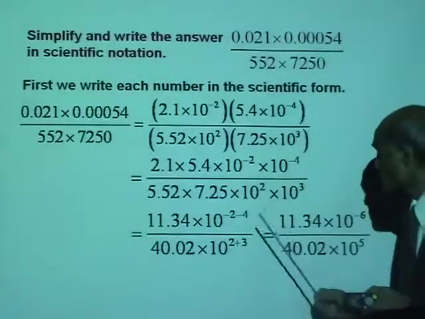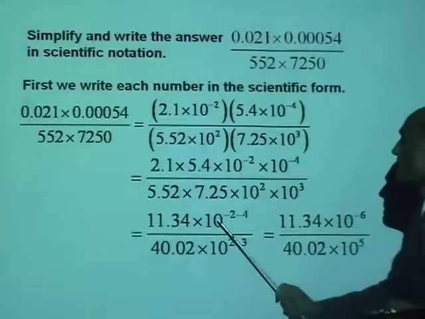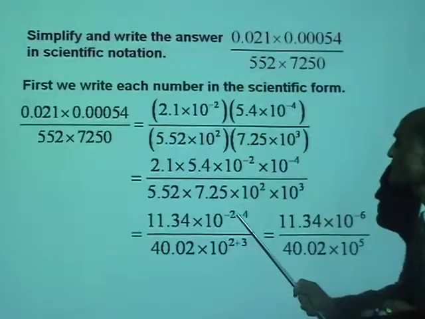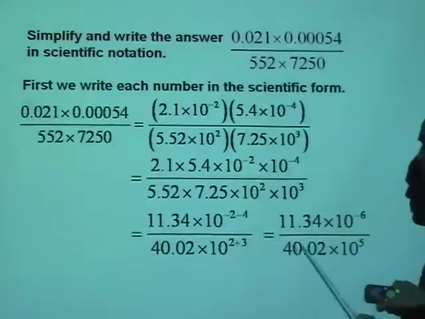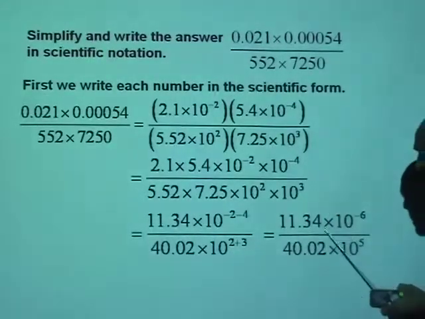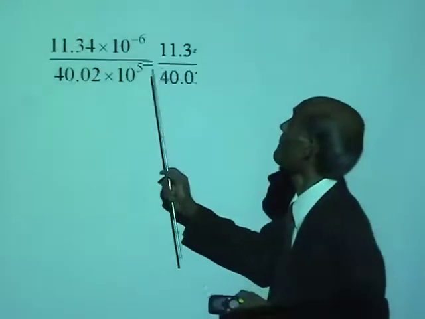And now split this into 2 blocks if you can. Well, 10 to the power of negative 2 minus 4 is 10 to the power of negative 6. And this is 10 to the power of 5. Now we split this into 2 blocks. Is that right?